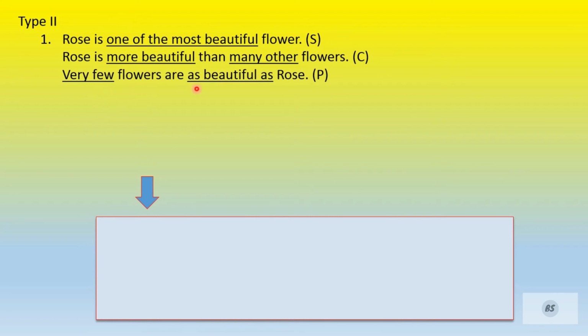Very few flowers are as beautiful as rose. Why did I write very few instead of no other? Because here one of the makes it like there are few flowers which are beautiful like rose. So adjective we change from beautiful, more beautiful, most beautiful, जो प्रीवियस टाइप के जैसे, बट यहाँ पे एनी अदर की जगह पे मैनी अदर लिखना पड़ेगा, यहाँ पे नो अदर की जगह पे वेरी फ्यू लिखना पड़ेगा.